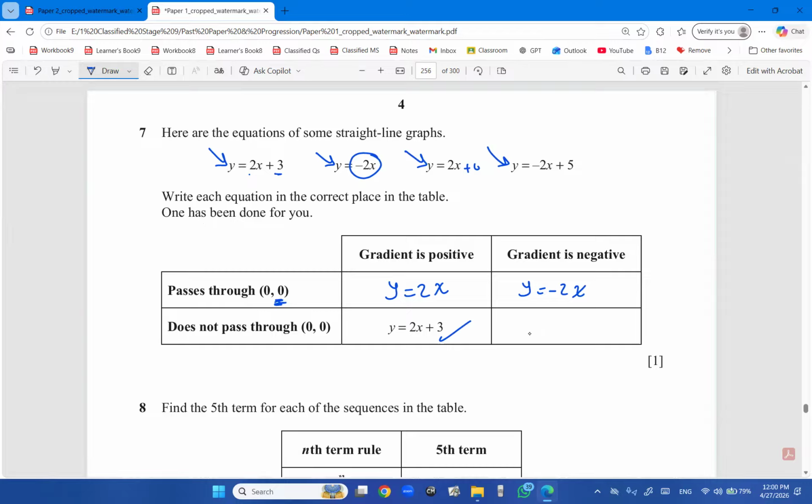The last one, it is a positive gradient. Where is it? So, 1 second. The last one, it is a negative gradient, and it does not pass through 0, 0. Why? Because the y-intercept is 5. So it passes through 0, 5, not 0, 0.